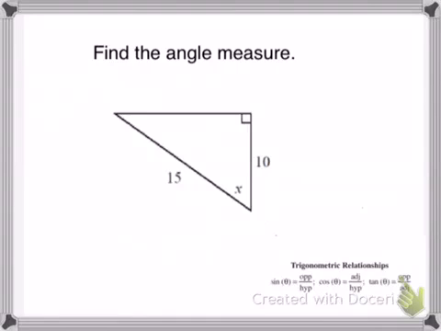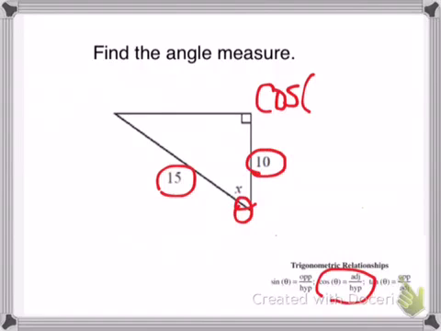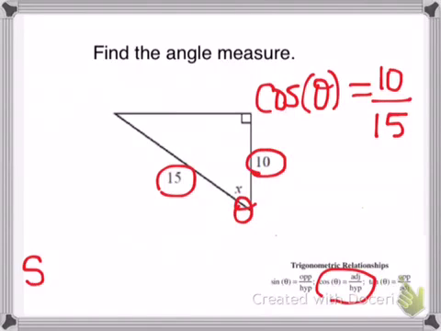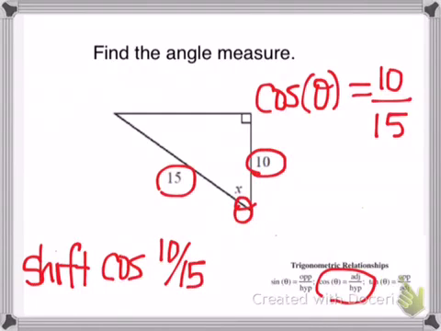The next question wants us to find the angle measure. The angle is going to be theta, so that's going to be x. I want to compare the adjacent side and the hypotenuse, so that will give me cosine. I'm going to write cosine theta, because I don't know it, equals adjacent, which is 10, over hypotenuse, which is 15. But remember, whenever I want to find the angle, I have to press shift. So I'm going to press shift, cosine, 10 over 15. That's going to tell me my answer is 48.19, so that's going to give me 48 degrees if I round.